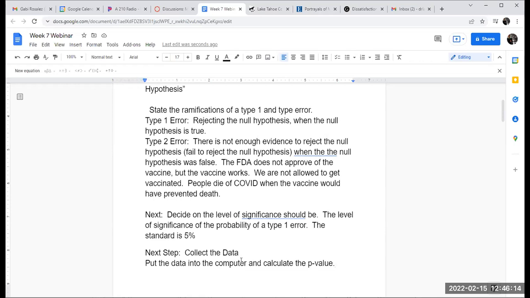Okay, so then we're going to compute the p-value, and that again is how unlikely it would be, if the null hypothesis is true, that you get such extreme data as you got. So the next step, compare the p-value with the level of significance.